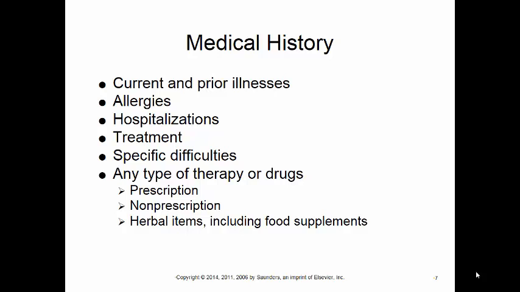The next thing up is to talk about a medical history. This is important for any kind of health practitioner, to keep track of the medical history of the person they are treating, so they can know to modify or change any instructions they have as it goes. So medical history typically follows current and prior illnesses.